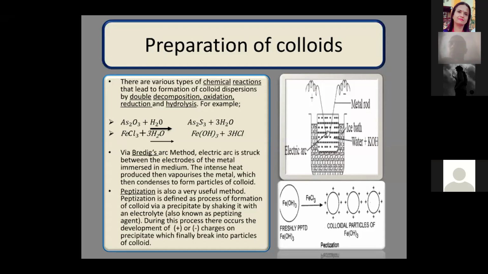Another method for preparation of colloidal solutions is Bredig's arc method. In this method, an electric arc is placed inside the colloidal solution, and the temperature of this arc is increased to such an extent that the metal starts vaporizing, and this vaporized metal on condensing mixes and forms the colloidal solution.